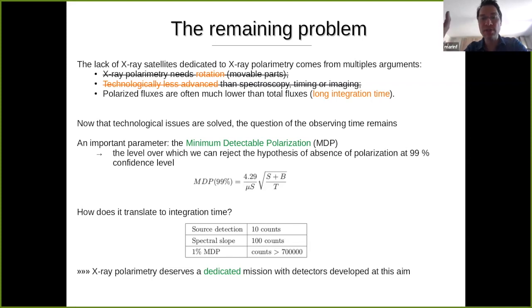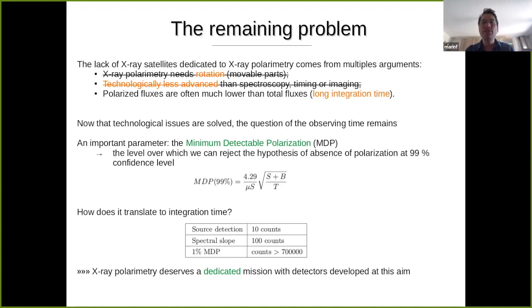So if you want to reach a minimum detectable polarization of 1%, everything you measure that is higher than 1% is at 99% confidence level true. And below that, you simply cannot trust your signal. So in the X-rays, if you want to detect a source with photometry, typically an AGN, you need 10 counts. 10 counts in X-rays is enough to say, okay, there is a source at this place in the sky. If you want to measure a spectral slope, such as a power law, again for AGN, 100 counts is enough to have a rough estimation of the power law spectral index. But if you want to measure 1% minimum detectable polarization, you need more than 700,000 counts. It's huge, it's tremendous.